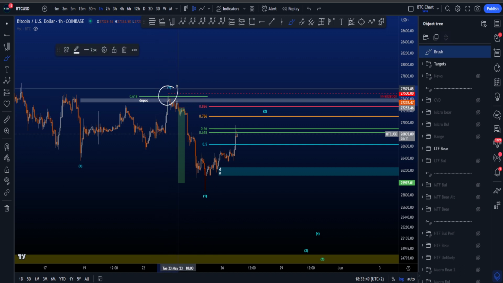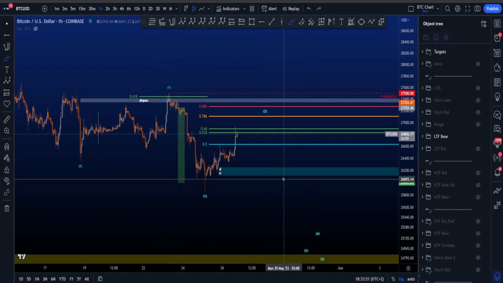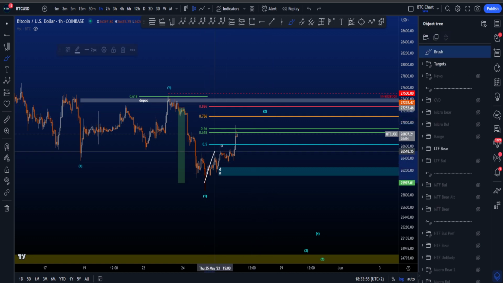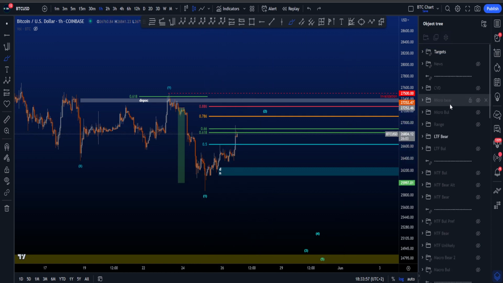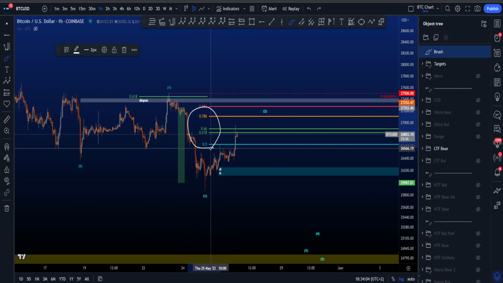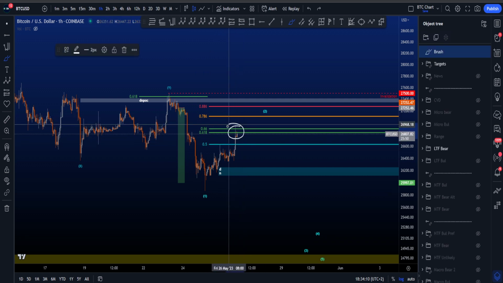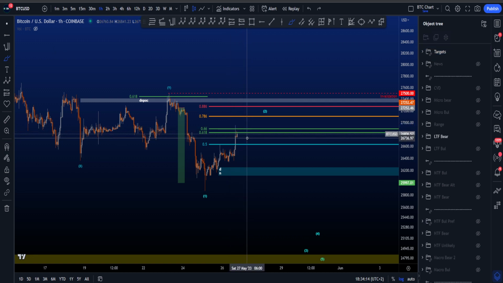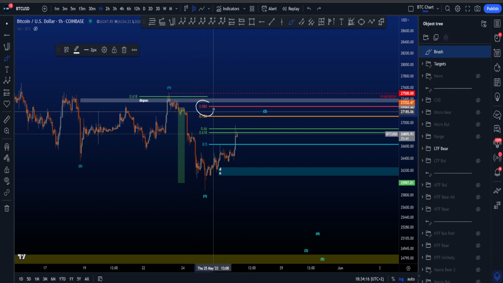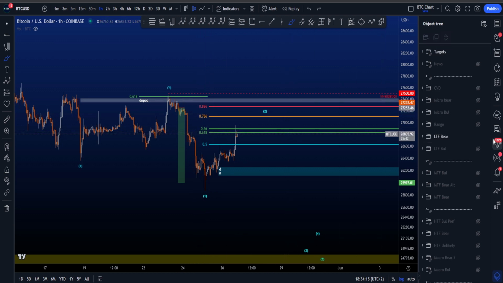The invalidation of this scenario is taking the high at 27.5k, and you want to see a nice and clear three-wave structure in this wave 2, and we will go into the micro scenarios in a second. The most common target for a wave 2 is the 0.5 to the 0.786 over here, which is between 26.6k and 27.1k, and currently price is hovering around the golden pocket area, which is one of the most common targets for a wave 2. The 0.886 over here is a rare target for a wave 2.